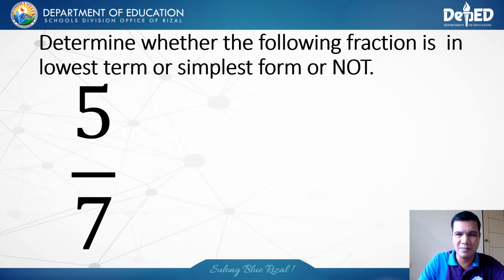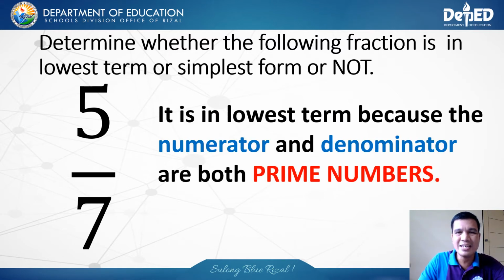Next, 5/7. Is this a lowest term or not? Good job! 5/7 is also lowest term because the numerator and denominator are both prime numbers. So what are prime numbers? Prime numbers are the numbers that have only two factors. Yes, only two factors. The factors of 5 are 1 times 5 and the factors of 7 are 1 times 7.